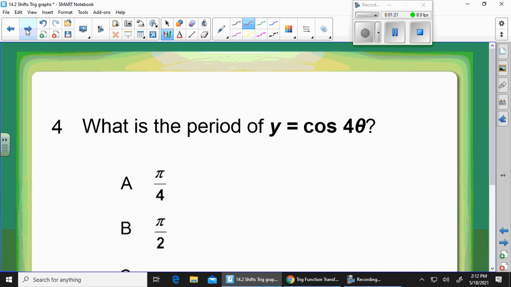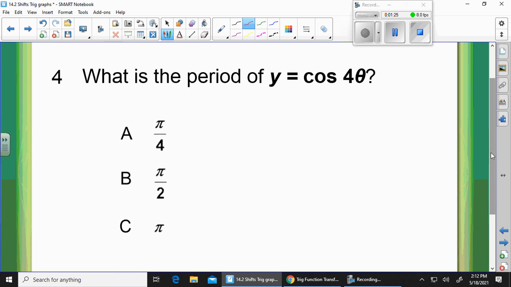When I ask what the period is, it is always 2 pi divided by b. B is the number being multiplied by your variable, and it's always 2 pi divided by that number. So pi over 2, half of a pi, is b.